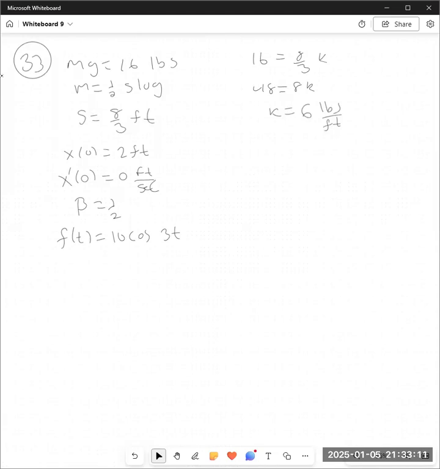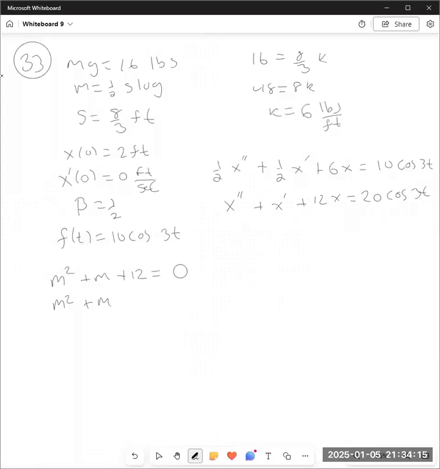So we found K. Let's go ahead and set up our equation here. So 1/2 x double prime plus, and then beta is 1/2, x prime plus k is 6, x is equal to 10 cosine of 3t. So that makes my equation x double prime plus x prime plus 12x is equal to 20 cosine of 3t. And I'm going to look at the auxiliary equation, m squared plus m plus 12 is equal to 0. There are no factors of 12 that add up to be 1. So I think that this probably has complex solutions to it.